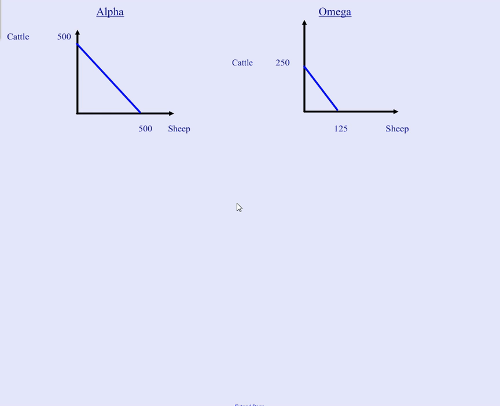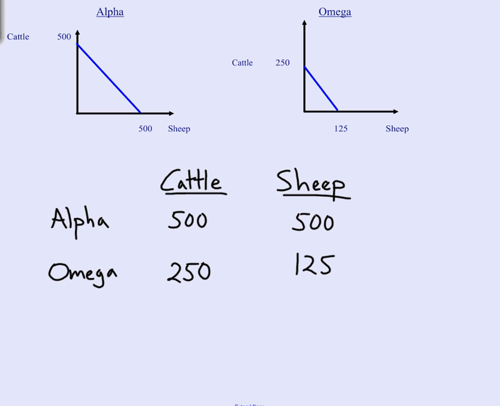You should celebrate if that's the case, because the fact that it's a production possibilities curve automatically means that you know that it has to be an output problem. So the first thing I do when I get one of these problems is I set it up just like the format that we're used to doing. So I'm going to put Alpha and Omega, the 2 countries here, as the rows, and the 2 products, cattle and sheep, as the columns.